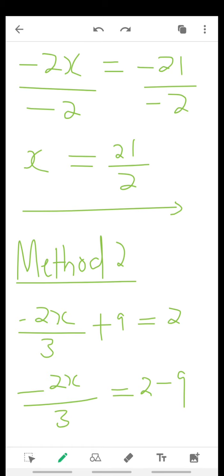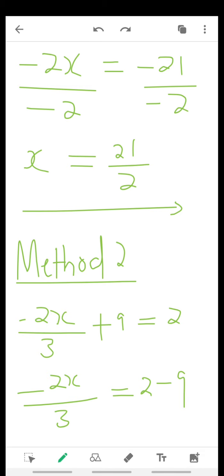I want to get rid of the minus 2. Remember, it is minus 2 times x. So what do I do? I divide both sides by minus 2. So divide by minus 2, divide by minus 2. Therefore, minus 2 cancels. I'm left with an x. And then negative divided by negative is positive. Then 21 divided by 2 remains as 21 over 2. So the answer is x equals to positive 21 over 2.